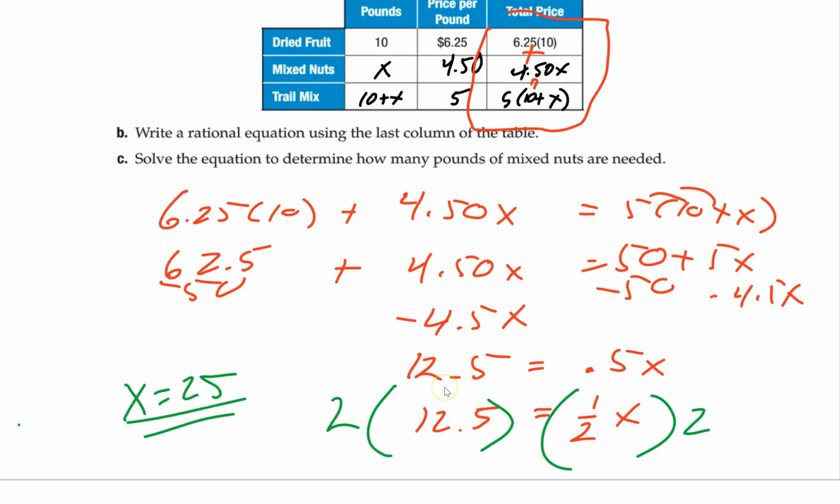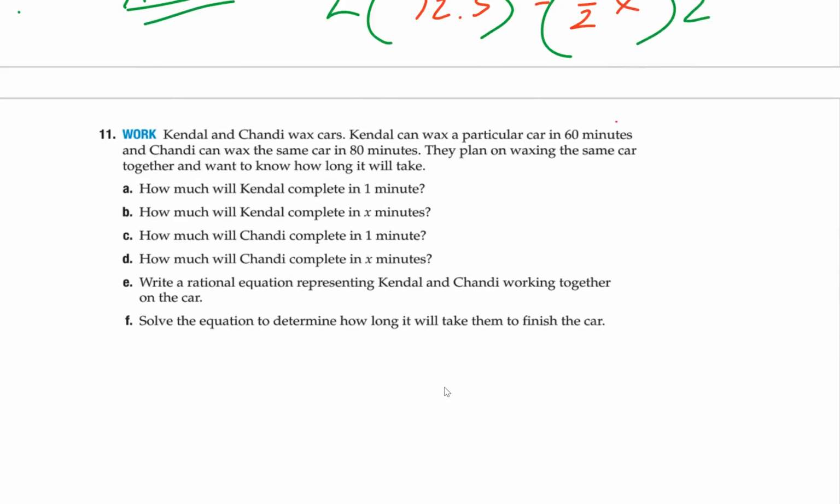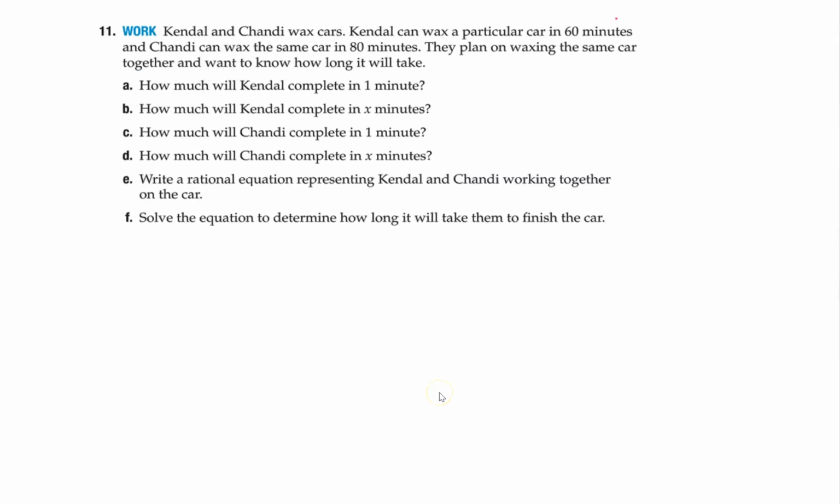There you go. Let's do one last one. Kendo and Candy wax cars. I don't want to get into it. Kendo can wax a particular car in 60 minutes. That takes a long time. And Candy can wax it in 80 minutes. Candy needs help. They plan on waxing the same car together, and they want to know how long it would take.